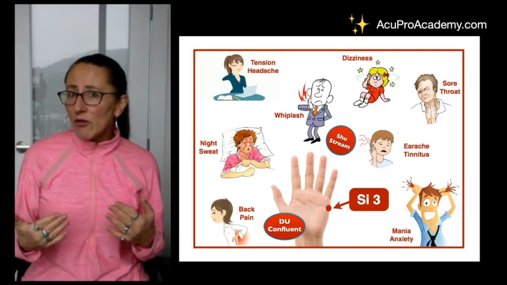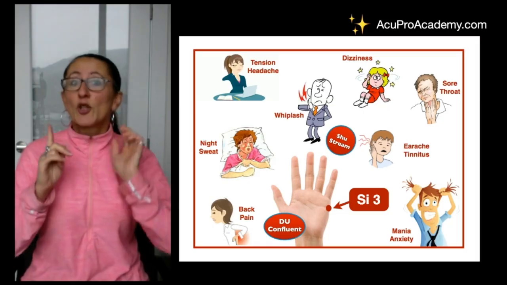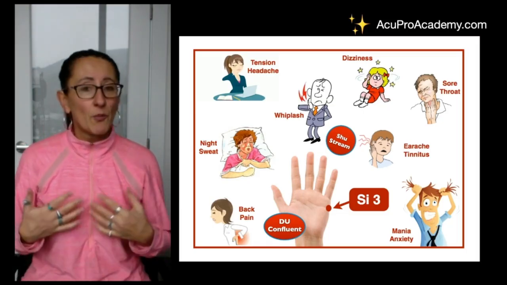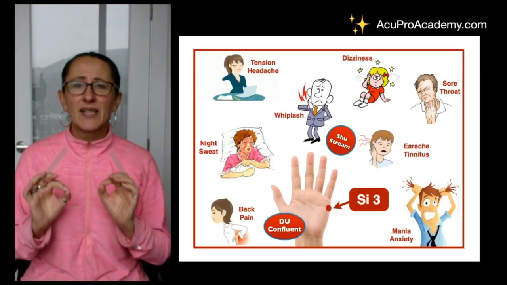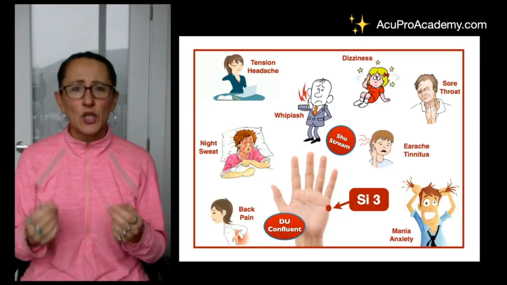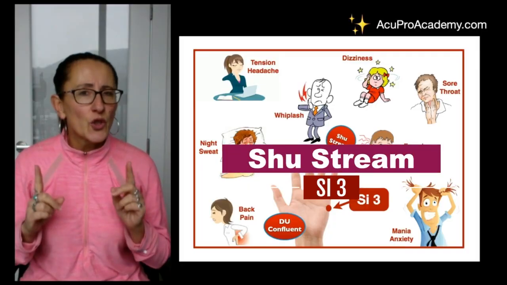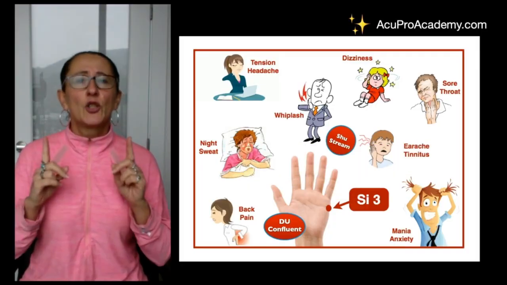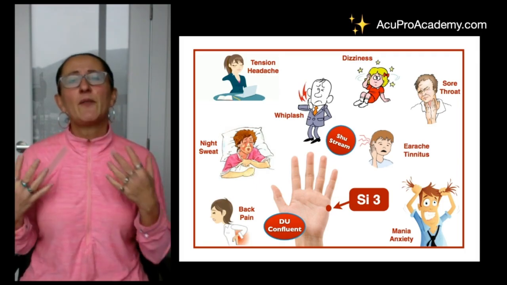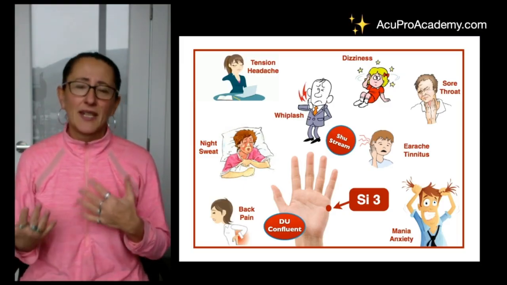Small intestine 3 is also used for night sweat, occipital headaches, sore throat because it can be used for external pathogen invasion, and earache or tinnitus, specifically tinnitus that is acute, not chronic. It's also the shu stream point of the small intestine, which makes it really good to be used for manic behavior with anxiety. And this is the connection to the heart meridian as well.